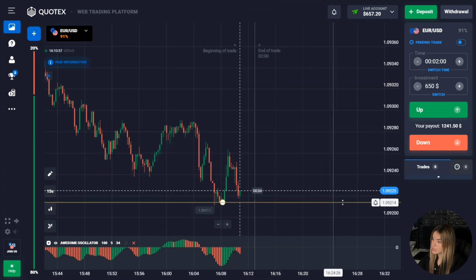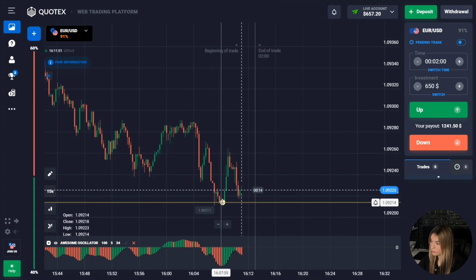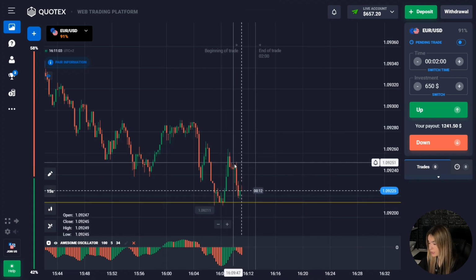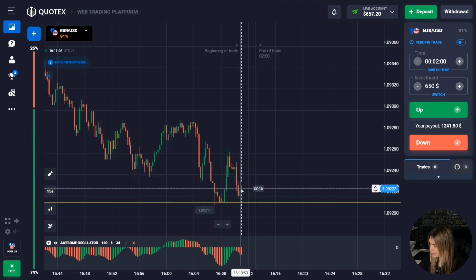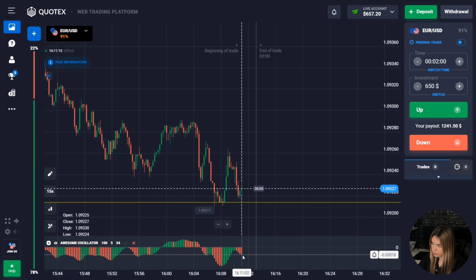So here we can see the level of support. We all see that after touching the level, there was an upward pullback. And after the pullback, the price turned around and is approaching our level again. At the same time, we will see that the red histogram is forming, volumes are going downward.